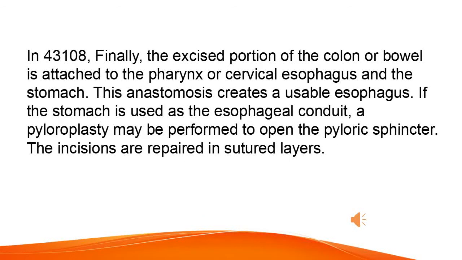Finally, the excised portion of the colon or bowel is attached to the pharynx or cervical esophagus and the stomach. This anastomosis creates a usable esophagus. If the stomach is used as the esophageal conduit, a pyloroplasty may be performed to open the pyloric sphincter. The incisions are repaired in sutured layers.